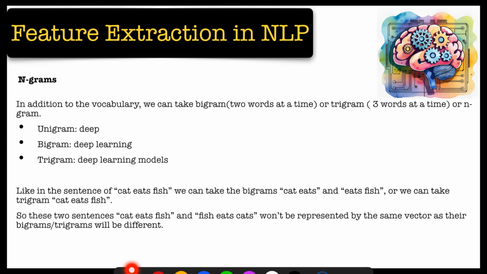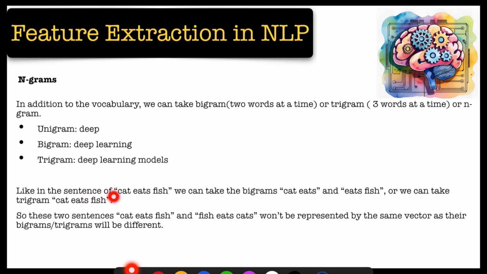Next technique is the n-grams. In addition to the vocabulary, we can take bigrams, like 2 words at a time, or trigrams, like 3 words at a time. Also, you can take n-grams, basically n words at a time. So unigram, let's say only "deep." Bigram, if you take, it will be "deep learning," 2 words at a time. Trigram, basically "deep learning models," 3 words at a time we are taking.